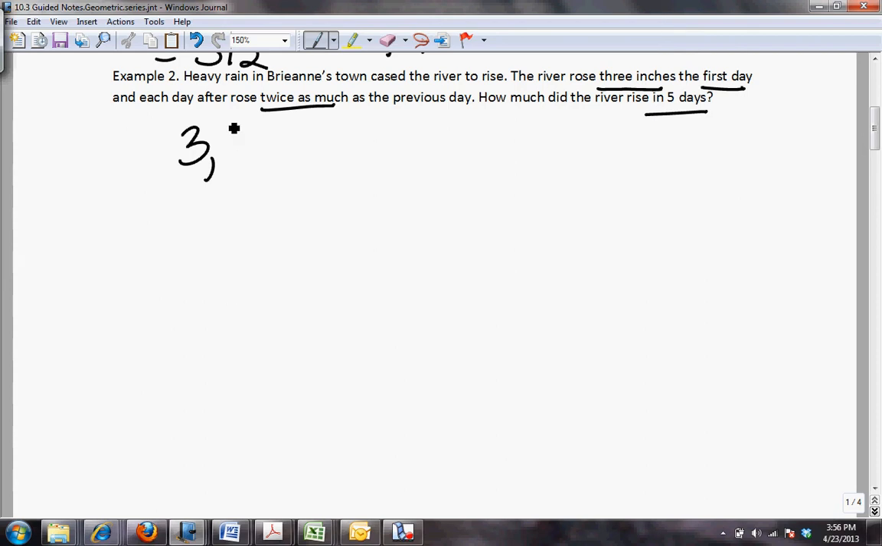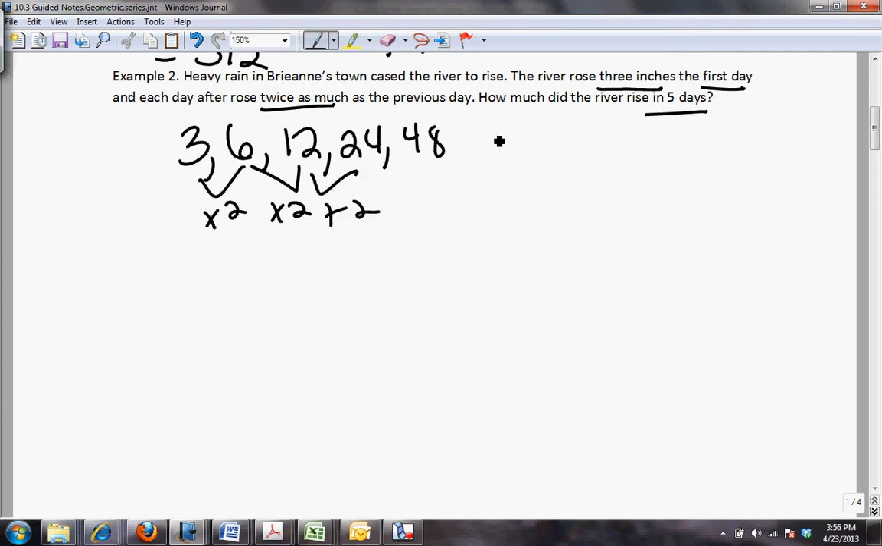Just so you understand, if it started at 3 and the next day it was 2 times as much as 3, then it would be 6. Twice the day before, it'd be 12, then 24, then 48. So this is a geometric sequence. The common ratio, we find by taking 6 divided by 3, which is times 2. 12 divided by 6, times 2. Everything here is times 2.